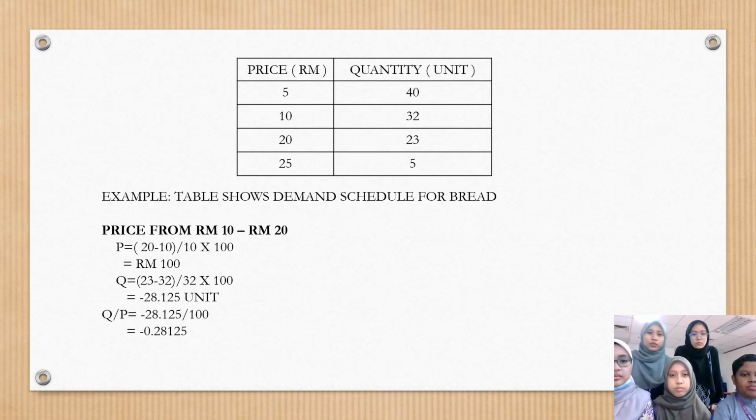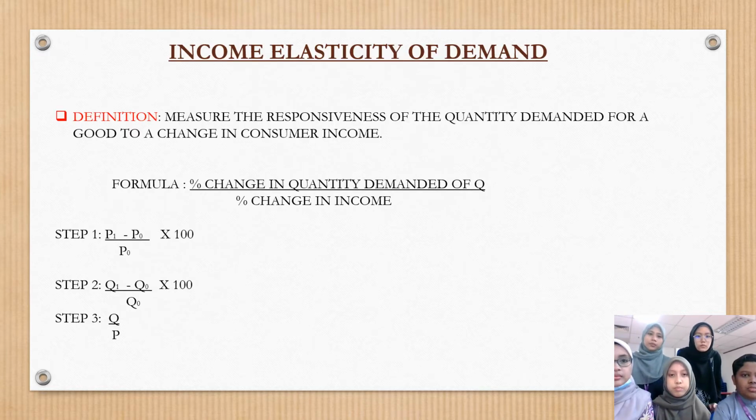The answer is negative 0.28125. Income elasticity of demand. Definition: it measures the responsiveness of the quantity demanded for a good to a change in consumer income. The formula is the percentage change in quantity demanded of Q divided by percent change in income.